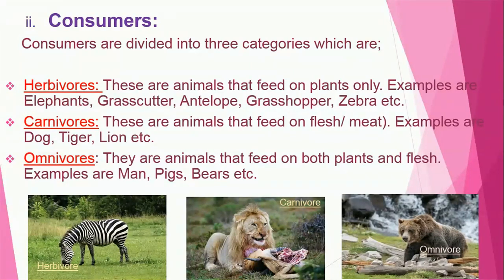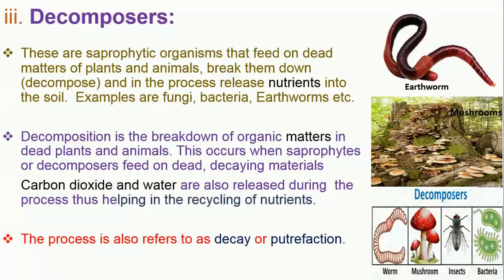So don't forget that consumers are grouped into three. We have the herbivores, the carnivores, and the omnivores. So these are images representing each of these types of consumers. The zebra is a herbivore, the lion is a carnivore, the bear is an example of omnivore.